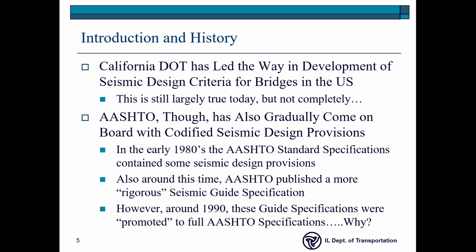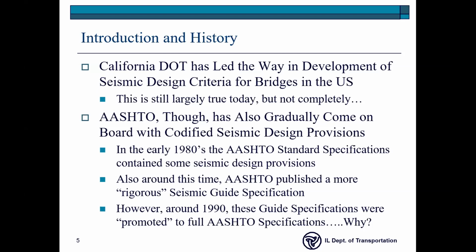And then in the early 1980s, what we used to call the old bridge code was called the AASHTO standard specifications. That had some seismic design provisions, which are like code provisions, which are like laws, okay, for how you design things. And those largely came out of California's experience, I would say. Around this time, there are also other specifications that AASHTO publishes called guide specifications. Those can have the weight of law, but states and designers don't necessarily have to use them if they don't want to.